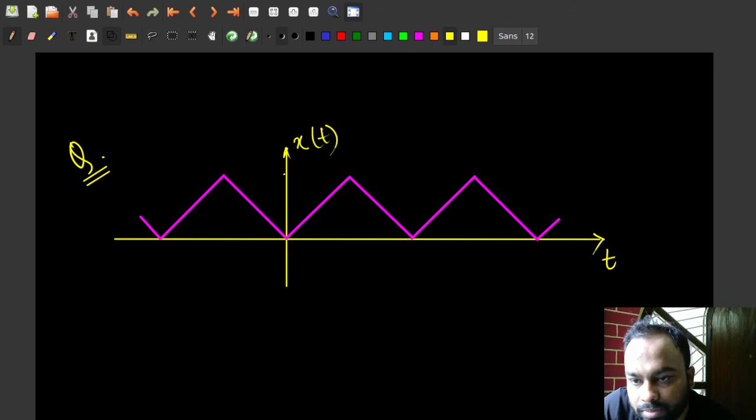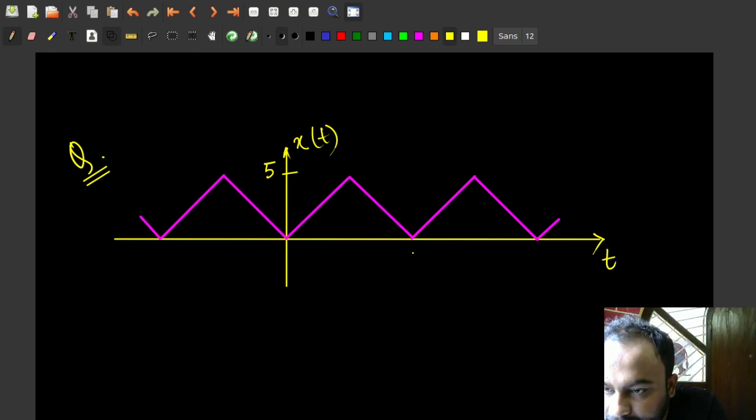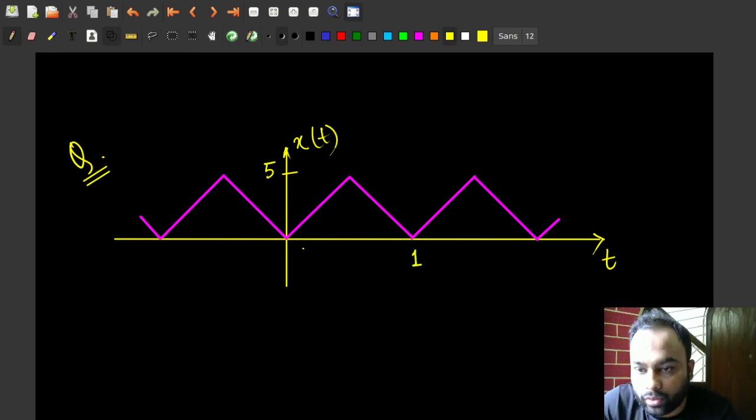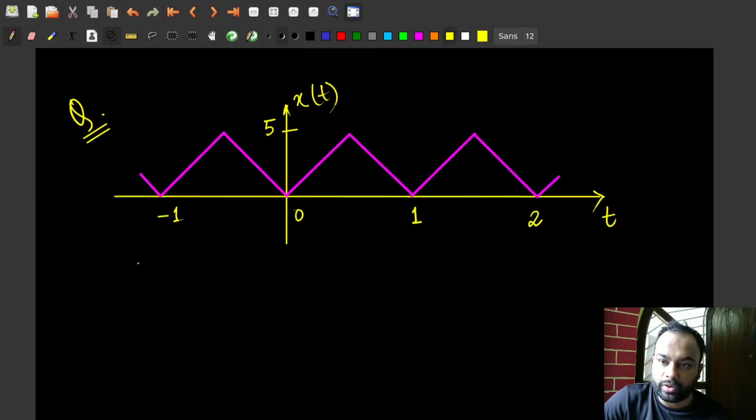So this peak amplitude is 5, and this is 1. So 0, 1, this is -1, this is 2, right? This is a signal. Your question would be, this is an even signal, okay? Try to figure that out. Of course it's an even signal. So for this signal I would not have Bn components, I would not have sinusoidal components. I would probably have A0 and An's, right?